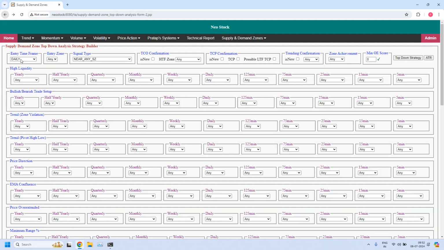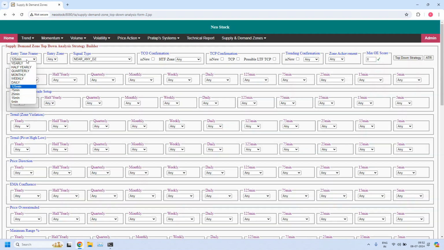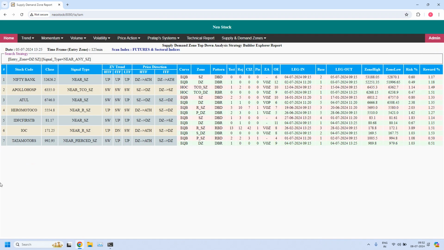Then I'm going back and changing the time frame to 125 minutes, and let us find the stocks near the 125 minutes demand zone. 8 stocks are filtered. Going back, for the 125 minutes time frame, let us find the stocks near the 125 minutes supply zone. 7 stocks are filtered.